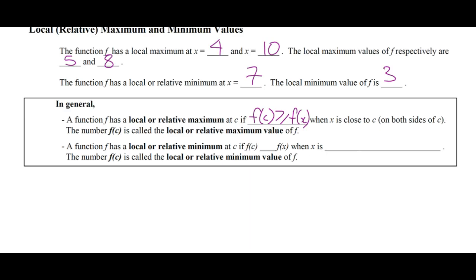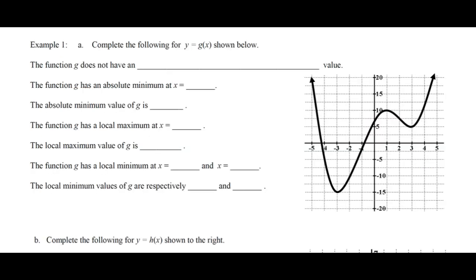The number f of c is called the local or relative maximum value of f. A function has a local or relative minimum if f of c is less than or equal to f of x when x is close to c on both sides of c. The number f of c is called the local or relative minimum value of f. When you're looking for local, you're going to see a dip. Around that point there are values greater than it at nearby or locally.